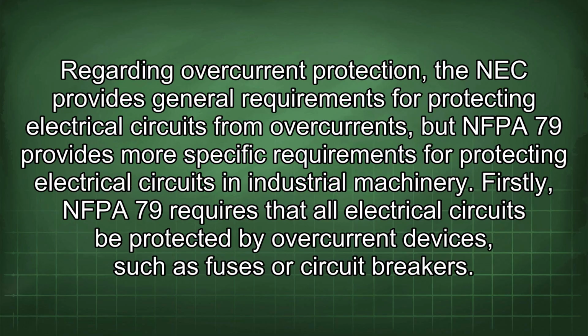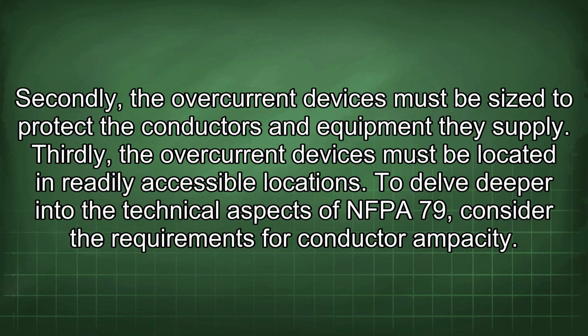Regarding overcurrent protection, the NEC provides general requirements for protecting electrical circuits from overcurrents, but NFPA 79 provides more specific requirements for protecting electrical circuits in industrial machinery. Firstly, NFPA 79 requires that all electrical circuits be protected by overcurrent devices, such as fuses or circuit breakers. Secondly, the overcurrent devices must be sized to protect the conductors and equipment they supply. Thirdly, the overcurrent devices must be located in readily accessible locations.